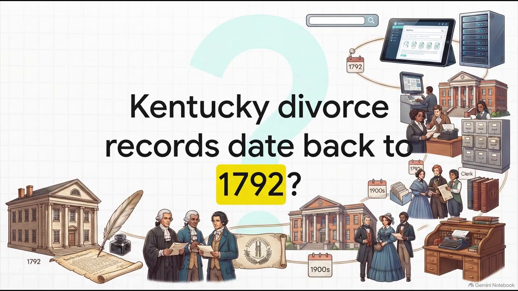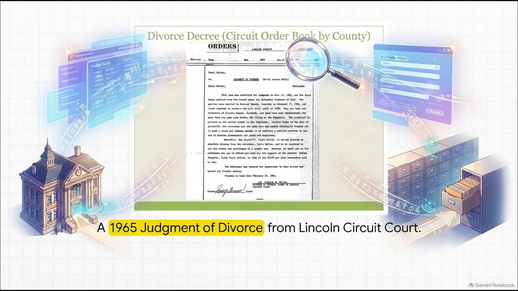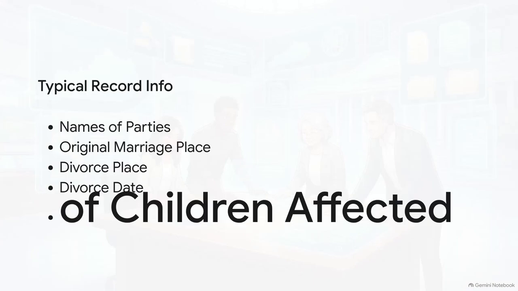And as you might guess, the authority to grant and record those marital dissolutions has shifted quite a bit over all that time. When we talk about finding records online, we're usually hunting for the index data that points to a physical, tangible piece of paper, like a 1965 judgment of divorce from the Lincoln Circuit Court, for example. That actual paper is sitting securely in a county courthouse or a state archive somewhere, but the digital trail is what gets us there.